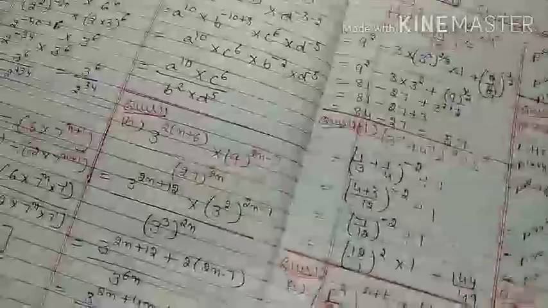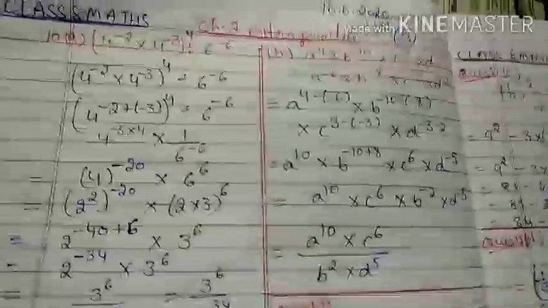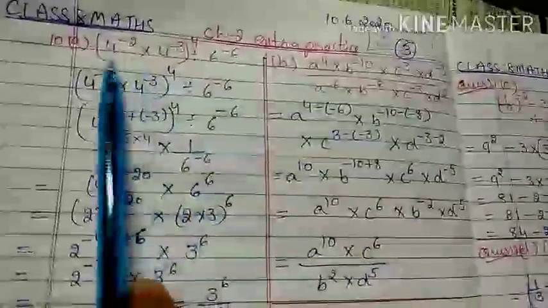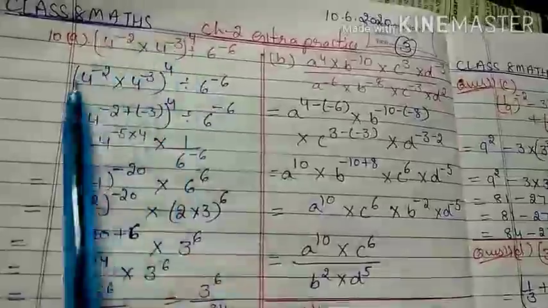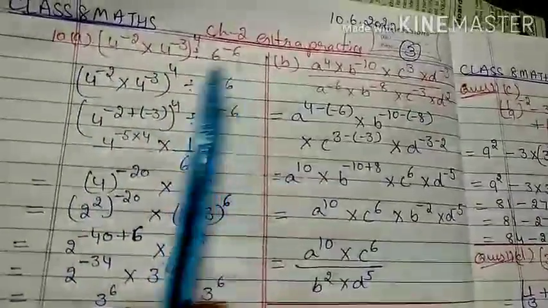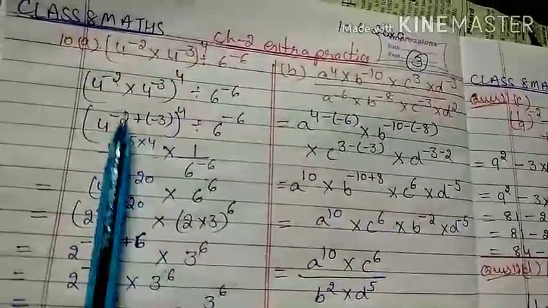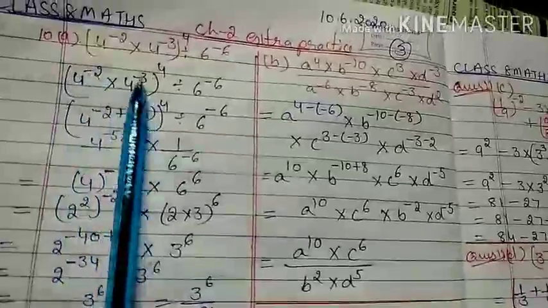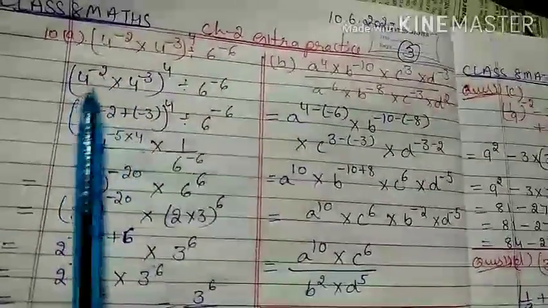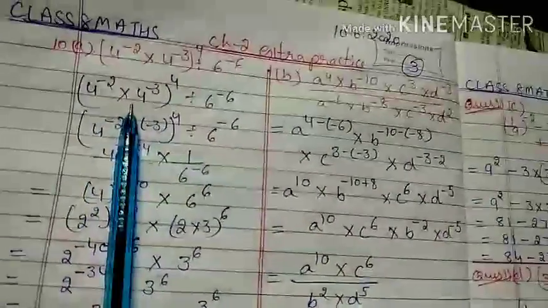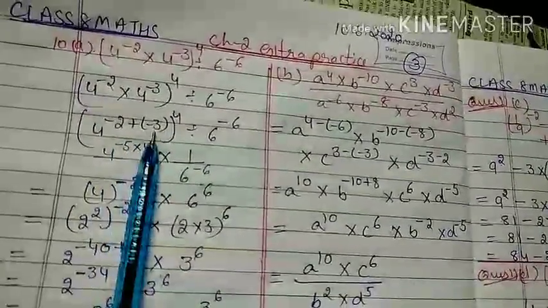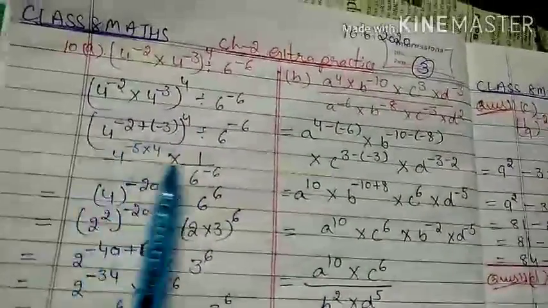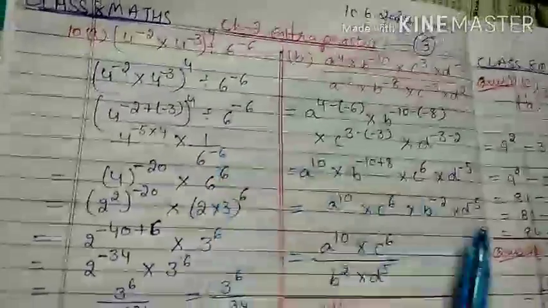10th question is, now here you have bigger powers, like here (4^-2 into 4^-3) whole power 4, divide by 6^-6. So what you will do, first you have to equate, if their bases are same, multiply with each other, powers are different, powers are added with each other, like minus 2 plus minus 3 and common power is 4, divide by 6 raised to power minus 6.